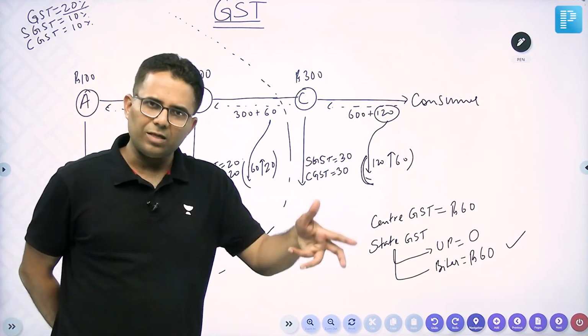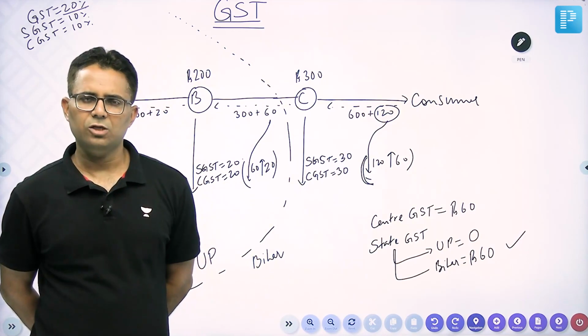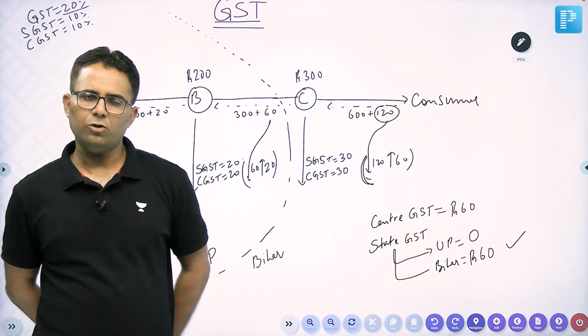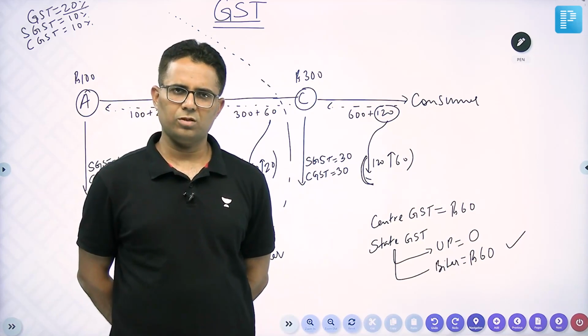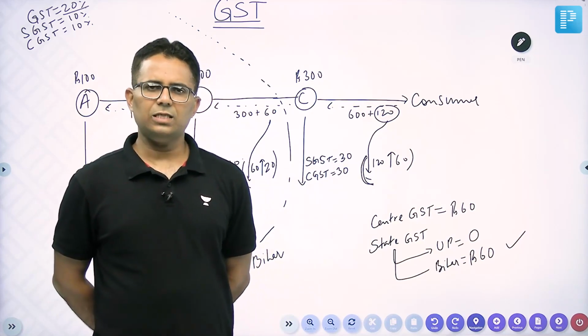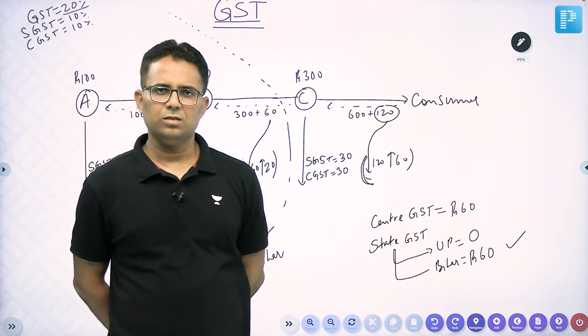Wherever there is more consumption, that state government will collect more GST, SGST. Now there are 25 crore consumers in UP. Uttar Pradesh population is 25 crore. Maharashtra population is less than 10 crore. But Maharashtra collects more GST, SGST than UP.